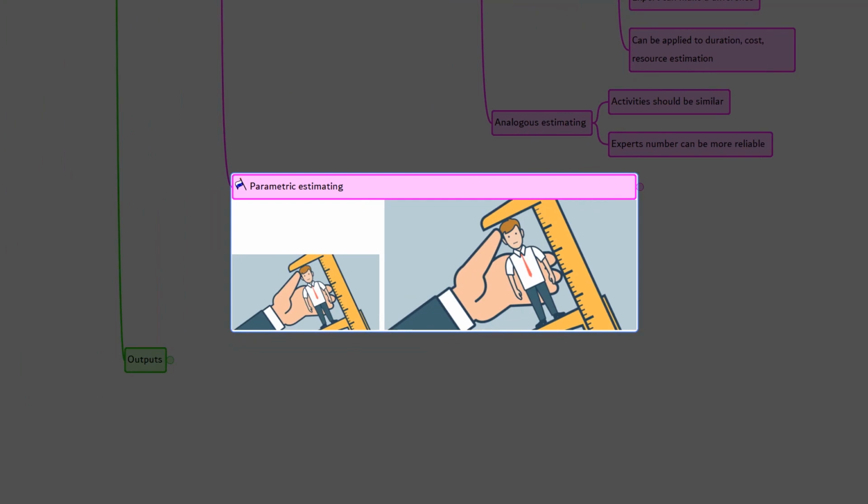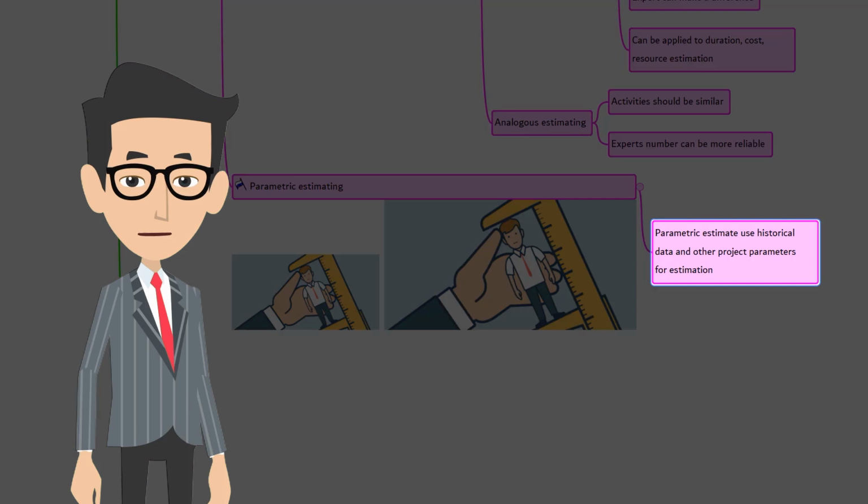Let me ask you a question. If two people can paint a room in a day, how many people would you need to paint 3 rooms? Simple question, right? If two can paint 1 room, to paint 3 rooms, you need 3 multiplied by 2, which is 6 people. Parametric estimate does exactly the same thing.